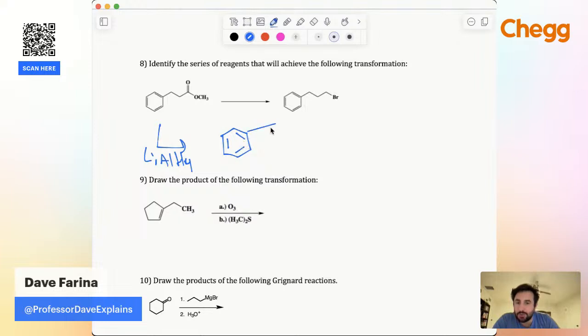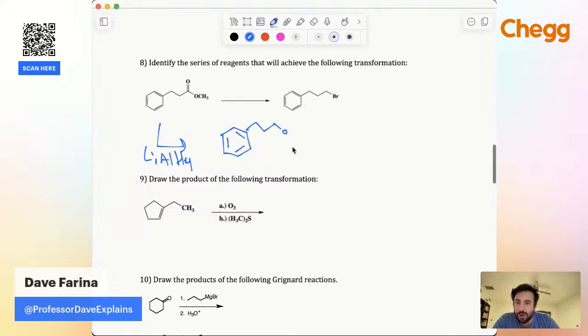And so here we are with the primary alcohol. So we have our 3 carbons and then the OH. This is good because now we're just going from the hydroxyl to the bromine. So do we have a reagent that can achieve that? How are we going to go from hydroxyl to bromine?